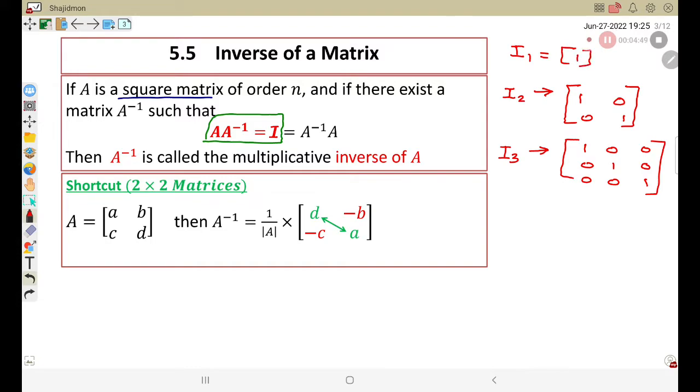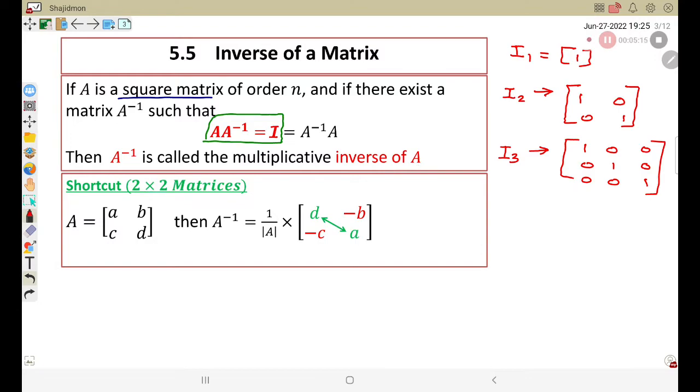Matrix 1. So when we are multiplying A matrix and A inverse matrix, the answer should be equal to the identity matrix. It depends on the matrix you are taking. If you are taking a 2 by 2 matrix, I means [1, 0; 0, 1]. If we are taking a 3 by 3 matrix, [1, 0, 0; 0, 1, 0; 0, 0, 1]. So this second matrix we are calling A inverse is called the multiplicative inverse of the matrix A.